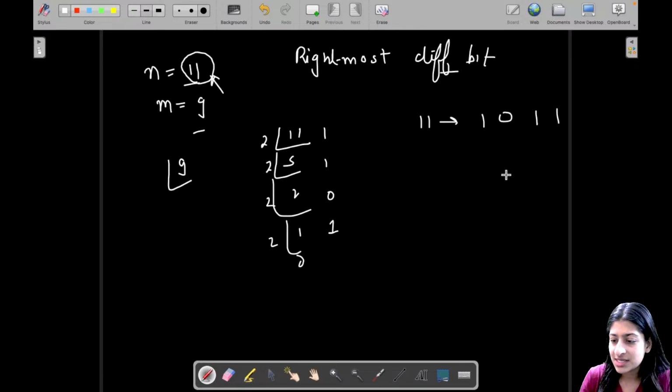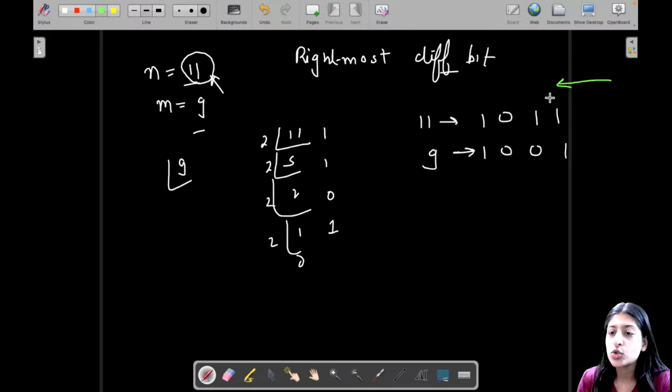Similarly, 9 can be represented as 1 0 0 1. This is 9's binary representation. Now you have to find, when you move from the rightmost index of the binary representations of both numbers, which is that position where you find that the bits are different. If I take this position, both the numbers have 1 as their bit. Okay, move to the next position. This 11 has 1 as its bit and 9 has 0. So this is the first position from the right.